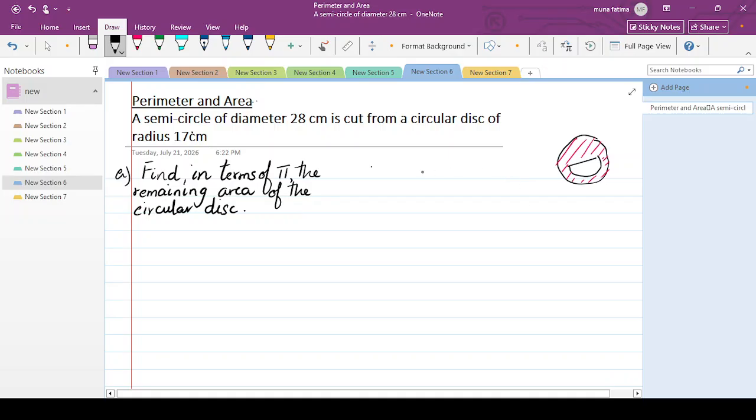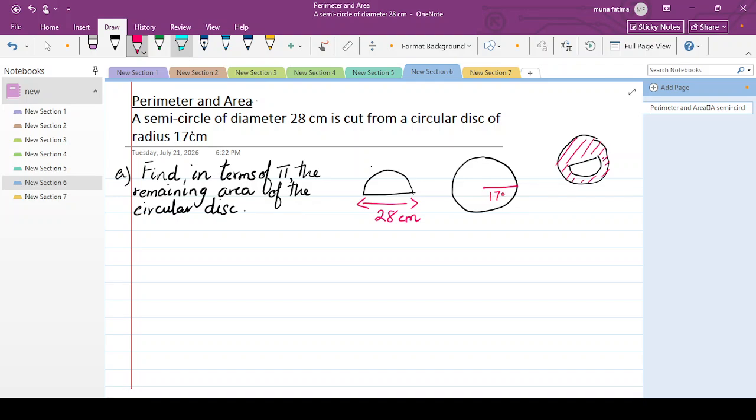We have a semicircle, which is smaller because it is cut from the other shape, and the diameter is 28. Diameter is this length. It is 28 centimeters. Then we have a circular disc, which has a radius of 17 centimeters. Radius starts from the center and it goes up in here, 17 centimeters.